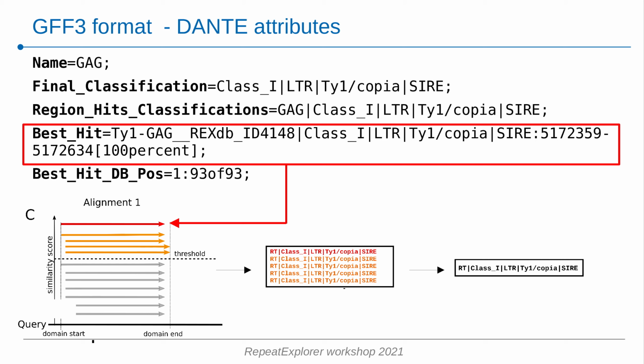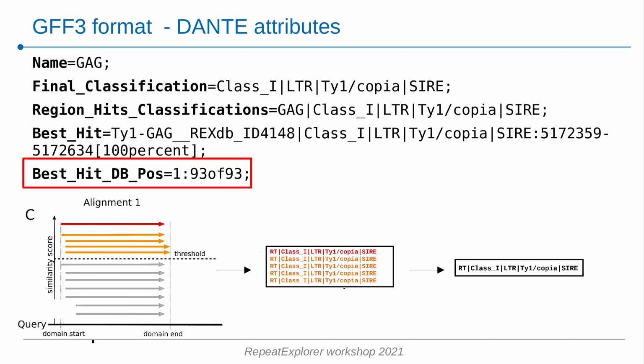Then the best hit attribute points to the record in the RexDB database. So this is the protein which yielded the best similarity hit to the queried region. And the best hit database position tells us what part of the protein from the RexDB database was aligned to the query. Here we can see that the length of the protein which made the best hit was 93 amino acids, and it was fully aligned to the query.